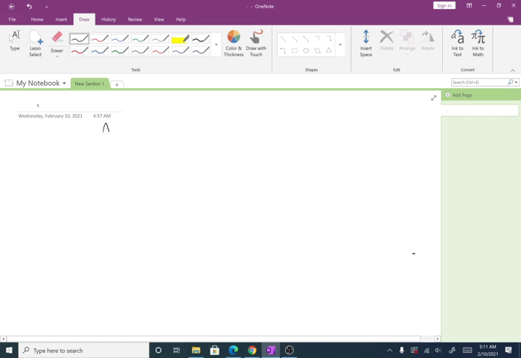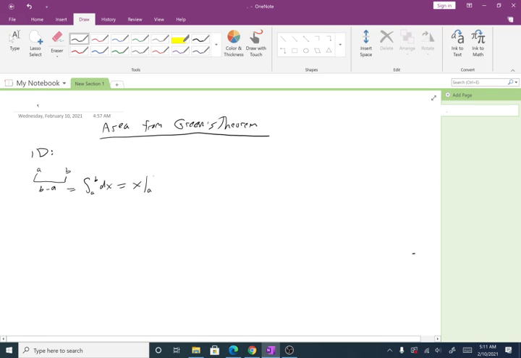Okay, we're going to show that area can be computed using Green's theorem, which is unsurprising because in the 1D case, we know that the length of a line segment is definitely the same thing as the integral from a to b, and we know this is x evaluated from a to b.